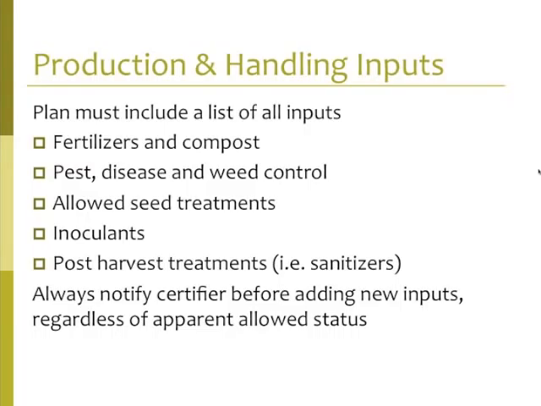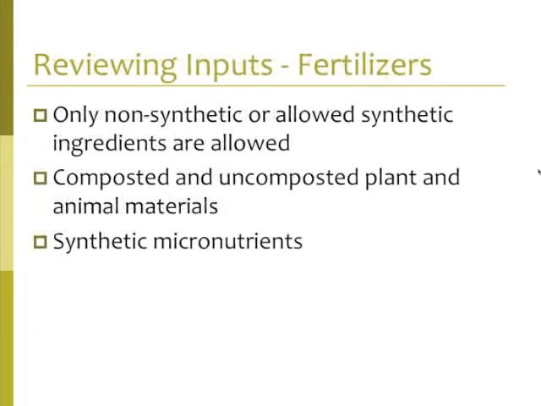approval from your certifier. And I'm going to go into a little bit of detail about the inputs because it's one of the most complicated and also one of the most important parts of the organic system plan. It's really a big part of what differentiates organic production from conventional production is the substances that are used, the inputs that are used in production. So with fertilizers, the certifier needs to make sure that all of the ingredients in your fertilizer are allowed and that any restrictions are met.